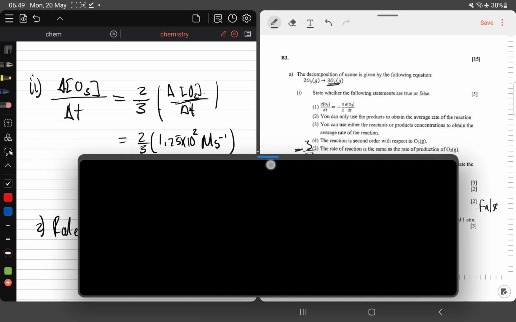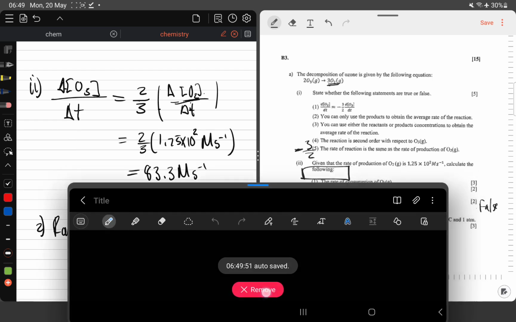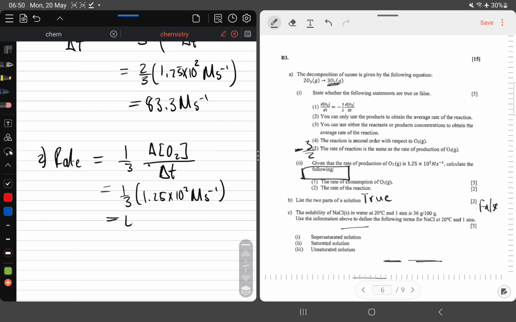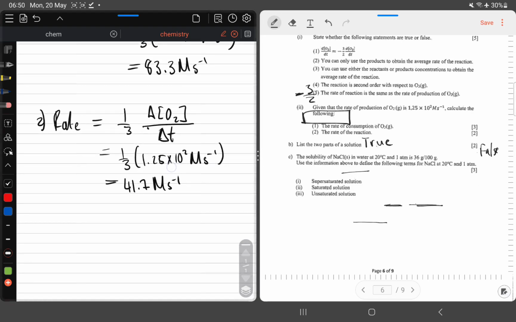So now, let me get rid of this for you. What we're going to have is 1/3 times 1.25 times 10 to the power of 2 molar per second, which is going to be, the answer is going to be 41.7 molar per second. That's going to be your rate, and you are done.